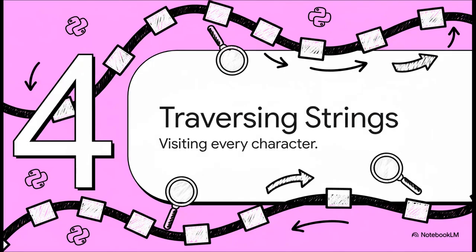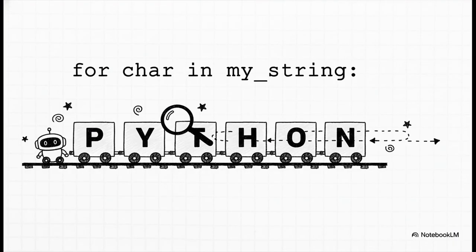Okay, next up. What if you need to do something with every single character in a string? Like, maybe you want to count all the vowels. This process of walking through a string one character at a time is called traversal. And for this job, the for loop is your best friend. It's so easy. You just say for character in my string, and Python does all the hard work. It will visit each letter one by one, and you can tell it what to do. You're going to use this in a lot of your exam programs.